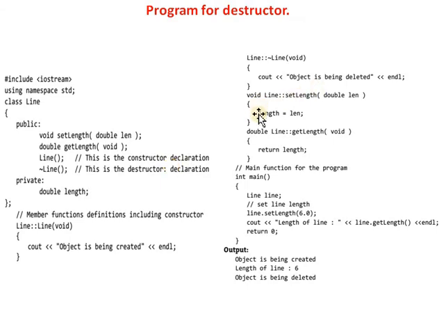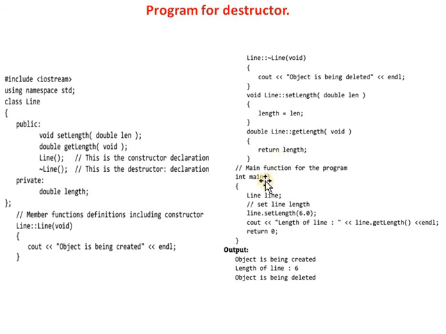The definitions for the setLength and getLength functions are written here. The setLength function is used to assign a value to the length variable. Simply, the setLength function takes one double value, length, and assigns it to the length variable. This is a formal value and this is an actual value. The formal value of the function is assigned to the actual value, and the getLength function is used to return the inputted length.